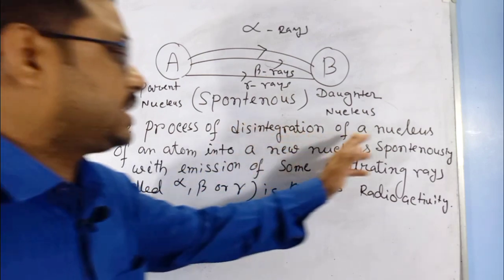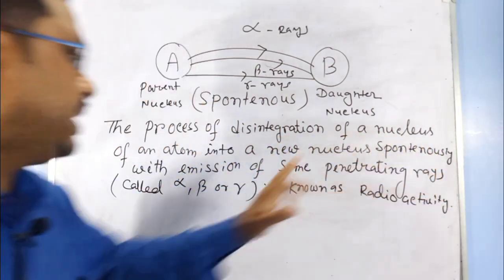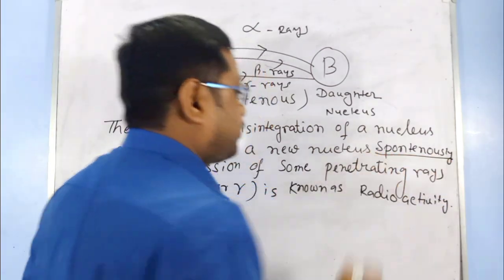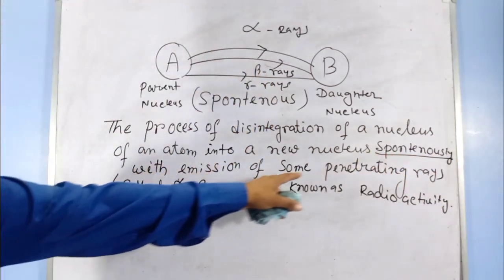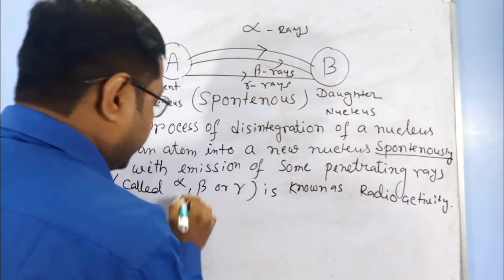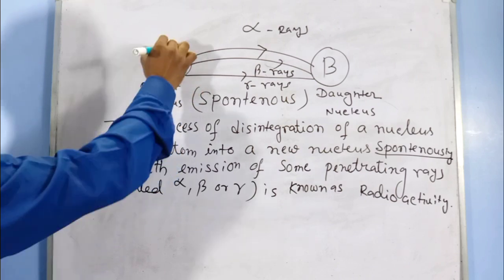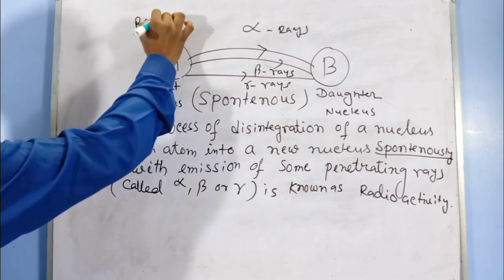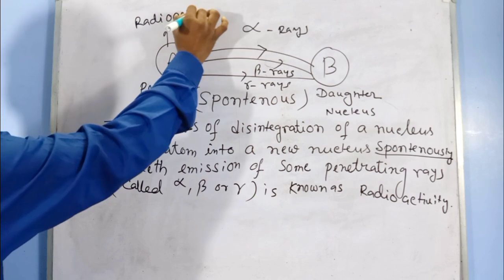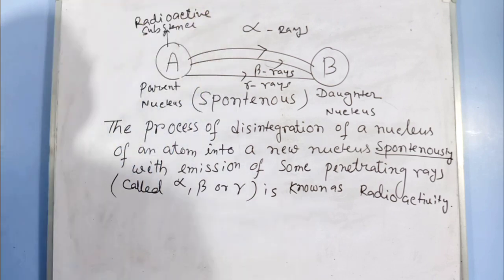The process of disintegration of a nucleus of an atom into a new nucleus spontaneously, you must write this word spontaneously, with emission of some penetrating rays is known as radioactivity, and these rays are called radioactivity rays. The element, that is the parent nucleus, is called a radioactive substance. Okay.